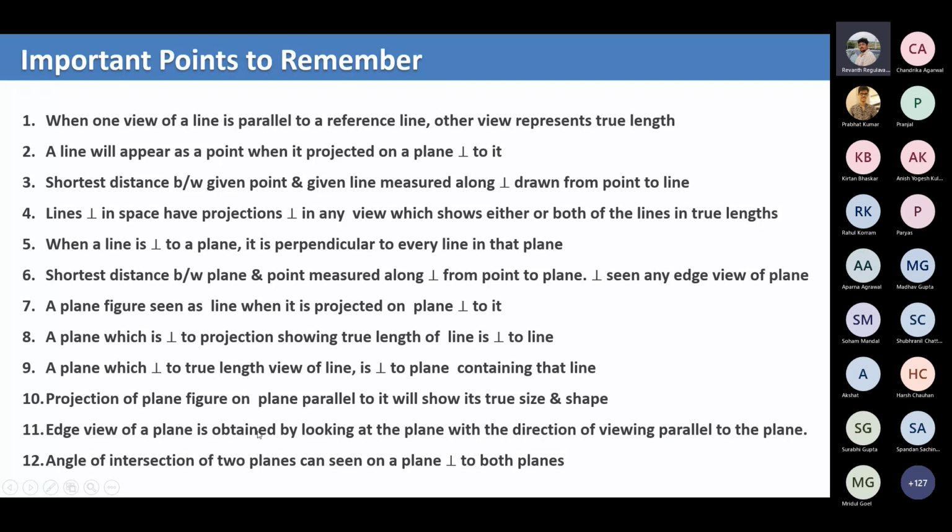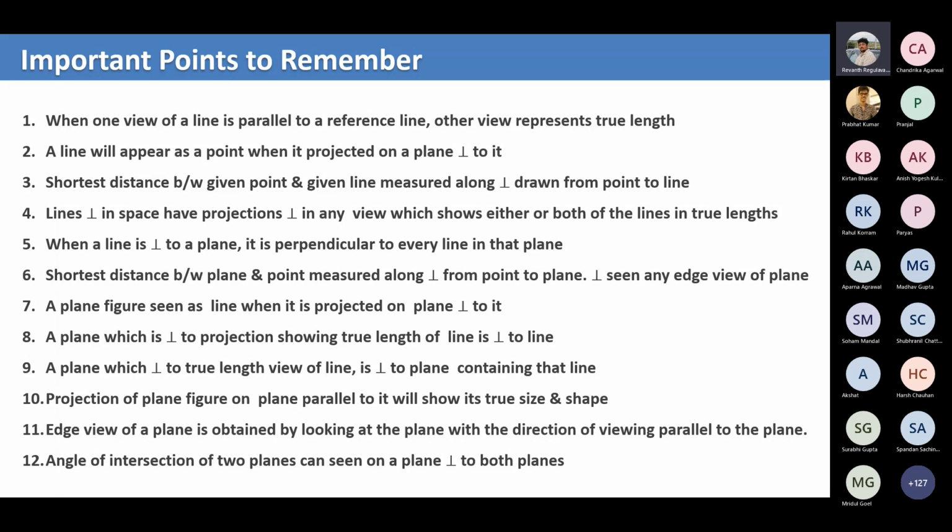Edge view of a plane is obtained by looking at the plane with the direction of viewing parallel to the plane. So an edge view is nothing but you imagine yourself to be at one of the edges and you see the plane. So you get a straight line, I mean a line projection of a plane.